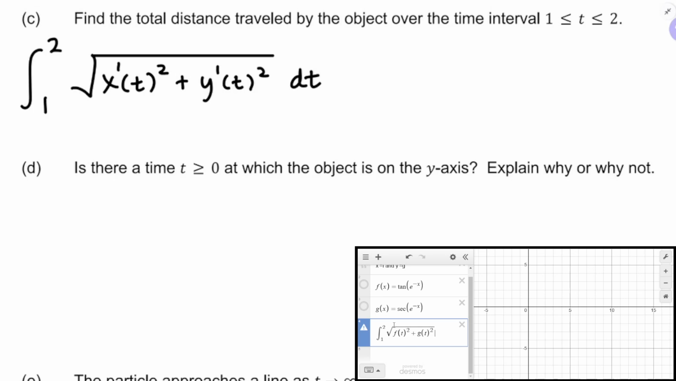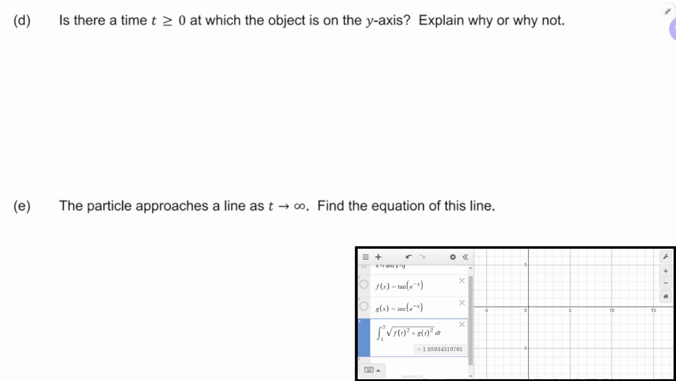I don't even know. I think it's working. Yeah, 1.059. This is great. Okay, so there we go. Computed the total distance. Part D is a little more interesting.